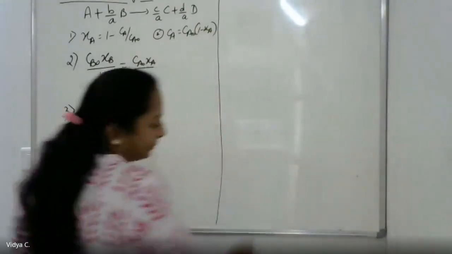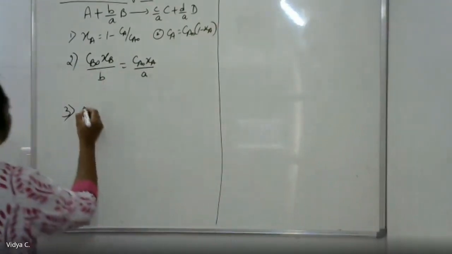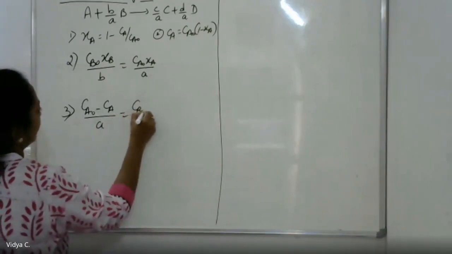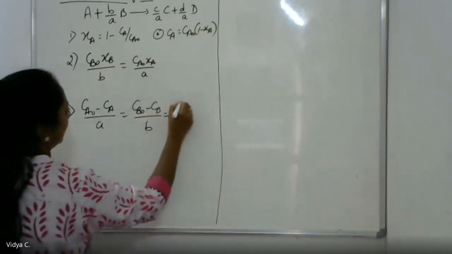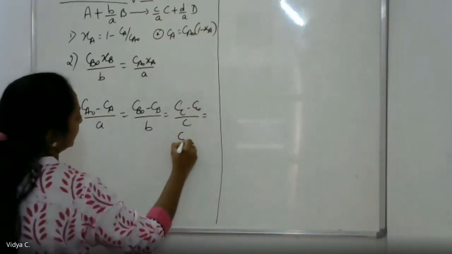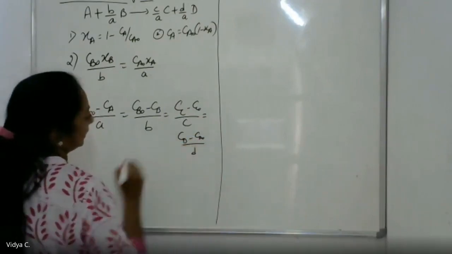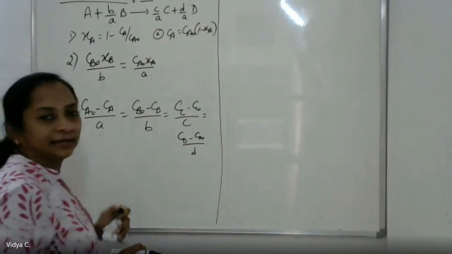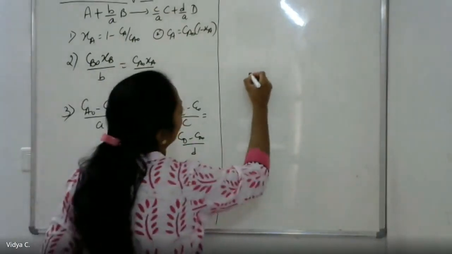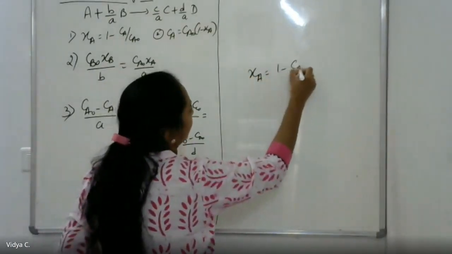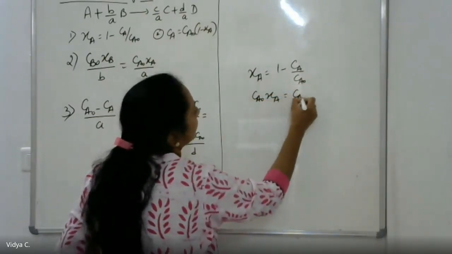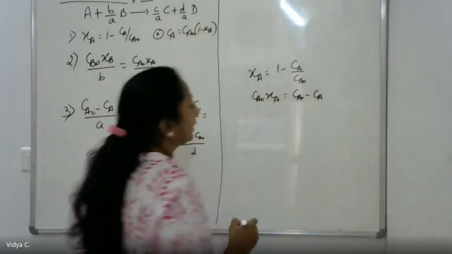One more formula which you have to remember is CA naught minus CA by A is equal to CB naught minus CB by B, is equal to CC minus CC naught by C, which is also equal to CD minus CD naught by D. So how do we actually get this? For this, again, you just go back to the basics. See, XA is 1 minus CA by CA naught. So CA naught into XA can be written as CA naught minus CA.